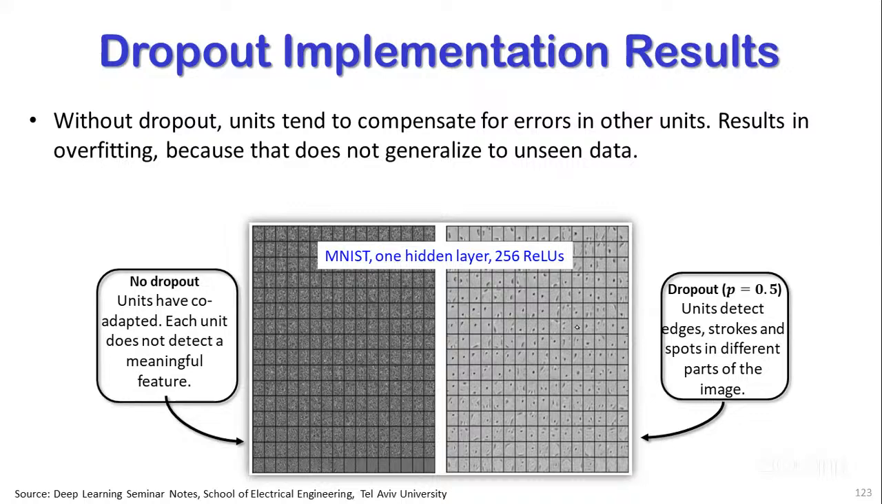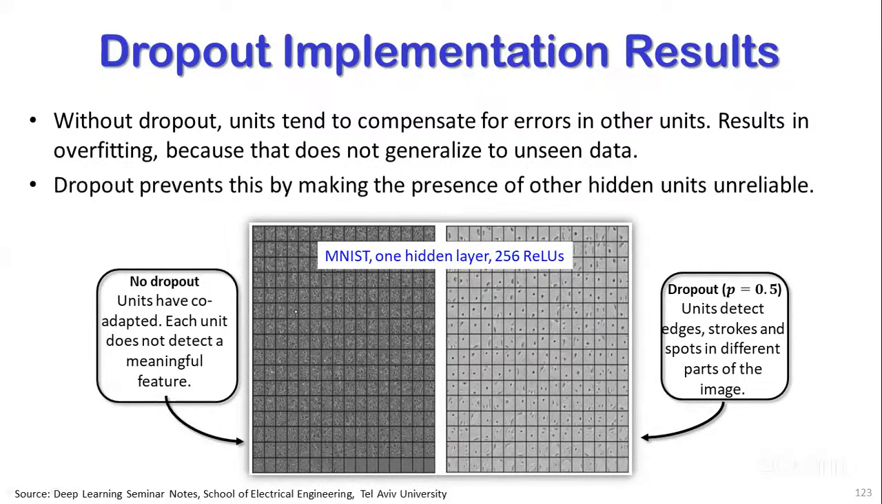So here you can see that no dropout is there. So these units have actually co-adapted, and here you can see that these units are not able to see some random points, right? But here you can see clearly that it is learning. Okay, so here you can see that without dropout, this unit actually tends to compensate for errors in other units, right? Because there is some error in some other unit, and it is compensating for that, right? Because of that, it results in overfitting, and that is how it is not learning, right? So you can say that.